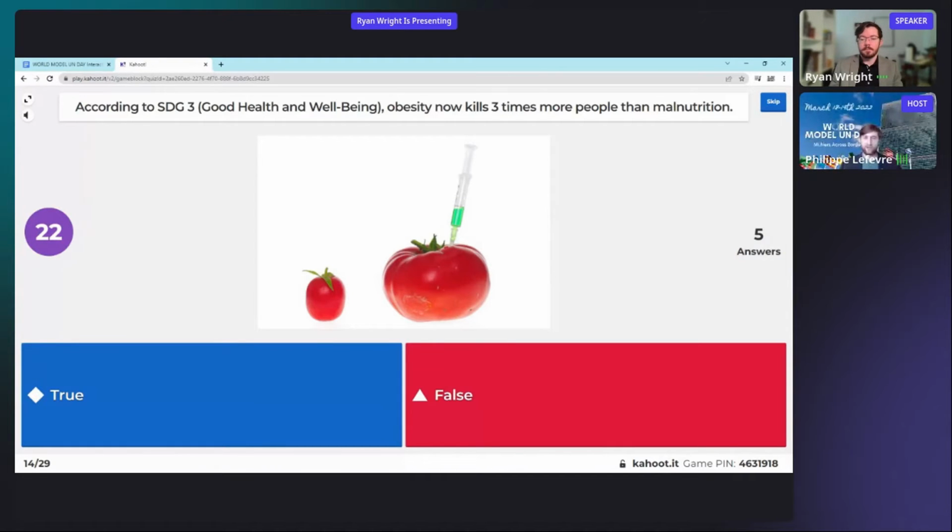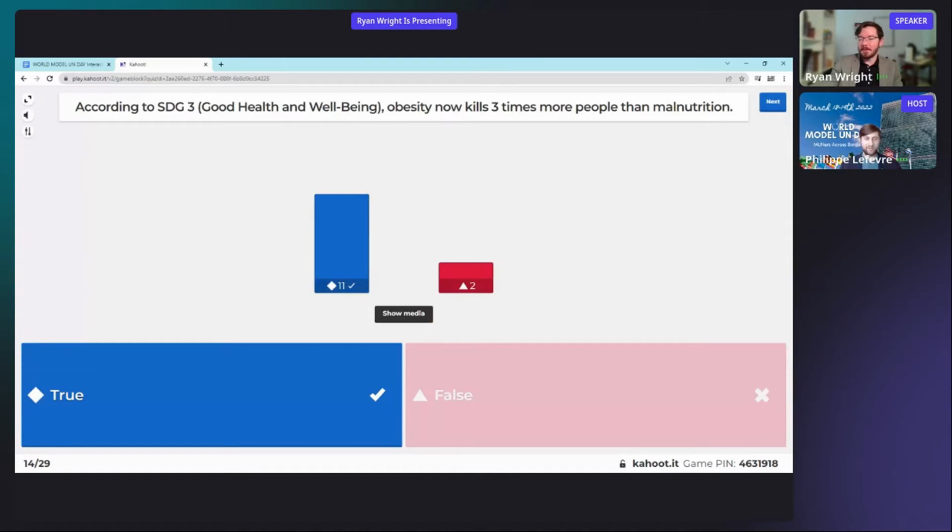I'm not sure what a tomato has to do with it, Ryan. I'm fairly sure tomatoes are pretty good against obesity. Well, not when they're injected. Not when they're being injected by a syringe with glowing green liquid. I'm gonna assume sugar. I'm not sure sugar glows green when it's in a syringe. Well, maybe it's the colored Gatorade water.